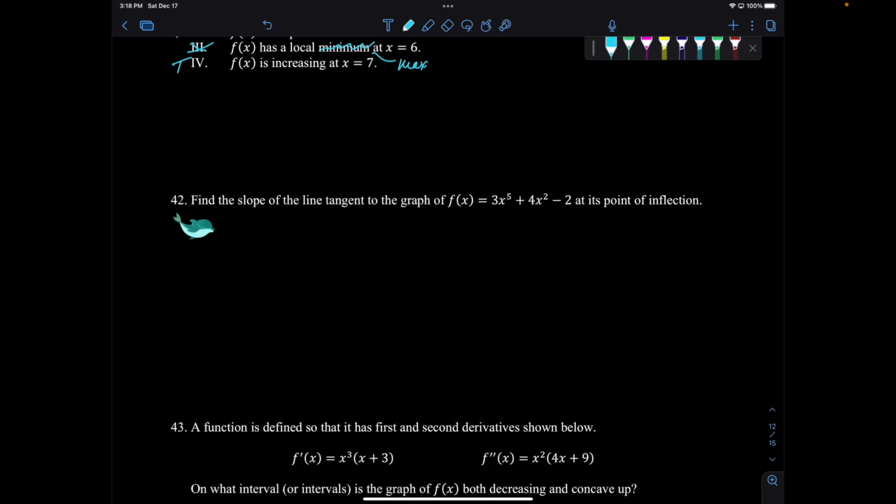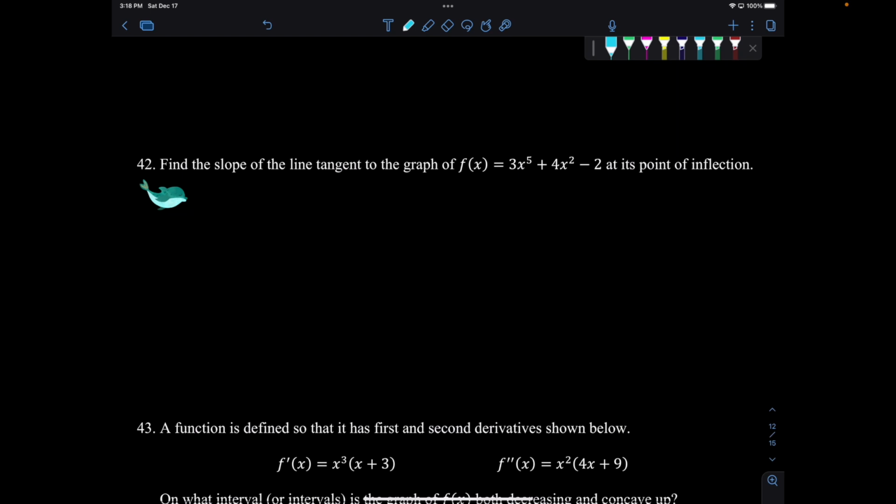So we want to find the slope of the line tangent to the graph of f of x equals 3x to the 5th plus 4x squared minus 2 at its point of inflection. So something we're going to need to know is when f double prime of x equals 0 and has a sign change. But if you think it through, f is 5th degree, f prime is 4th degree, f double prime is 3rd degree. So there's going to be a 0 where there's a sign change.